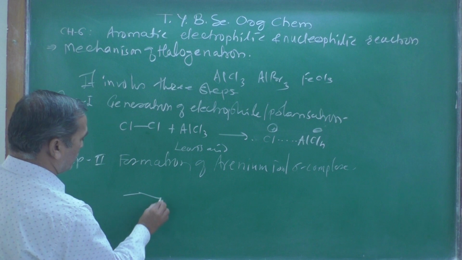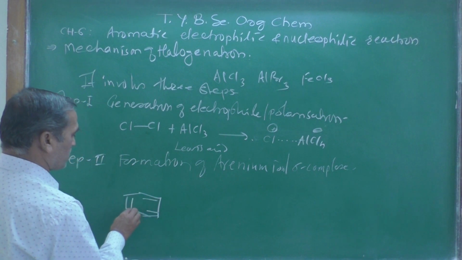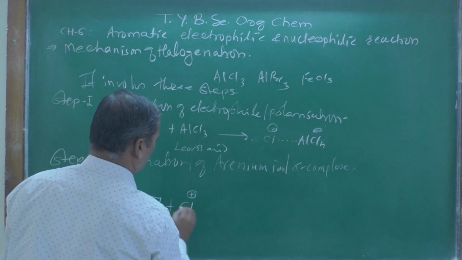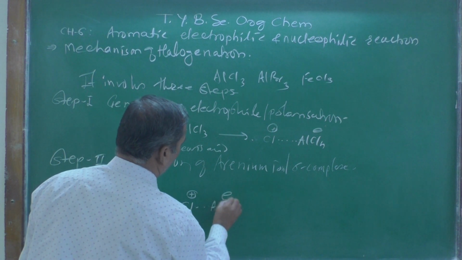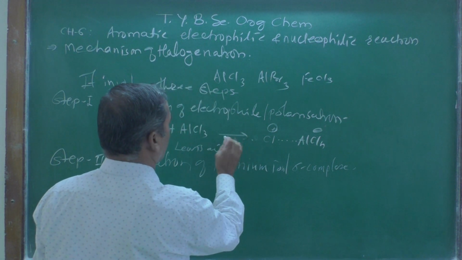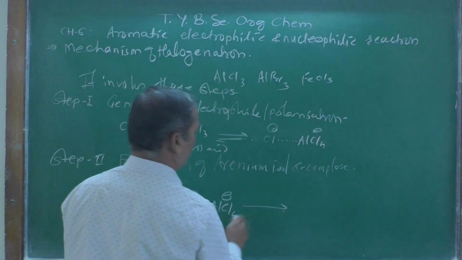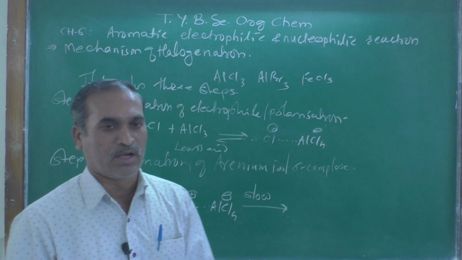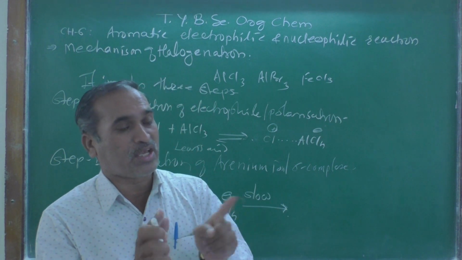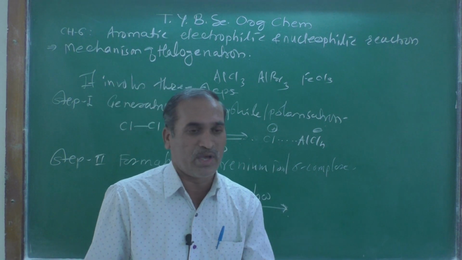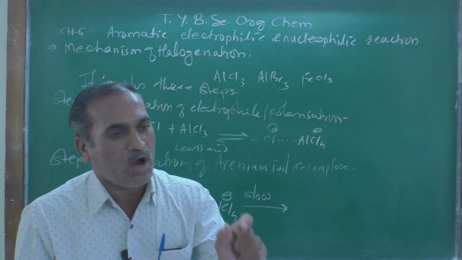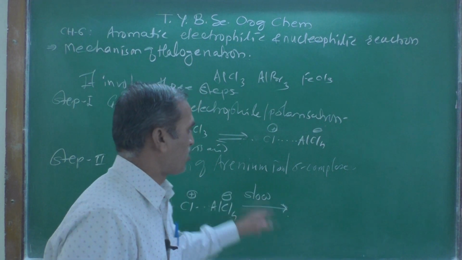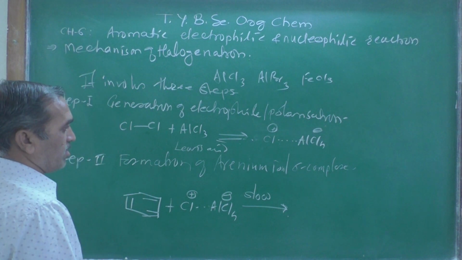Now, as we know, there is a benzene ring, this is a benzene compound, and now it will be treated with Cl positive, with AlCl4 minus over there, and this reaction is an irreversible reaction. And now what is going to happen? This reaction, as we know, is a slow reaction. Slow reaction means it is termed the RDS, rate determining step, where we can measure exactly how much time is required for the formation of such an arenium ion or the sigma complex.